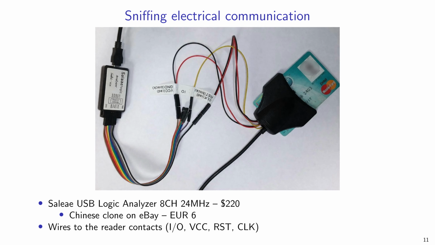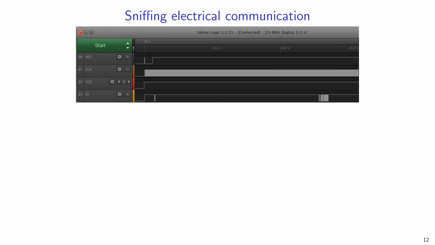Then we need to connect the logic analyzer to wires: the I/O line where the data is transmitted, VCC, which is the power line, the reset line to sniff the reset signal, and the clock line to synchronize the data transfer. This is the screenshot from the software that comes with the logic analyzer. It is possible to set a trigger for data capture. For example, we can specify that as soon as there is voltage on the power line, the tool starts capturing data.